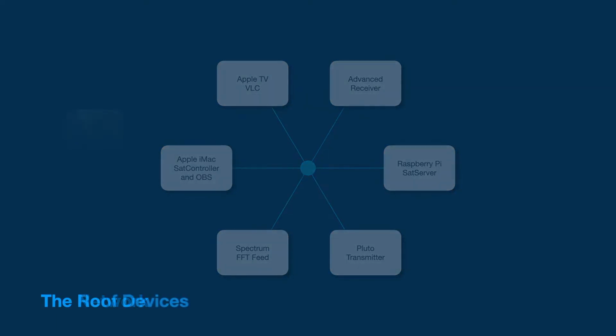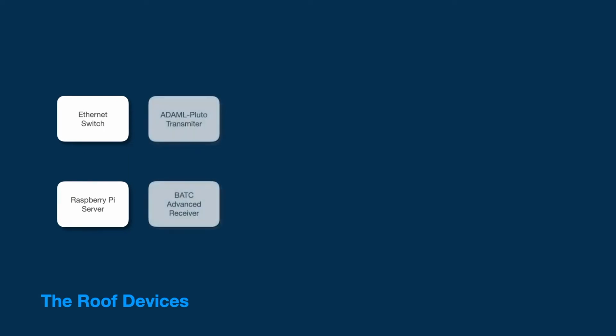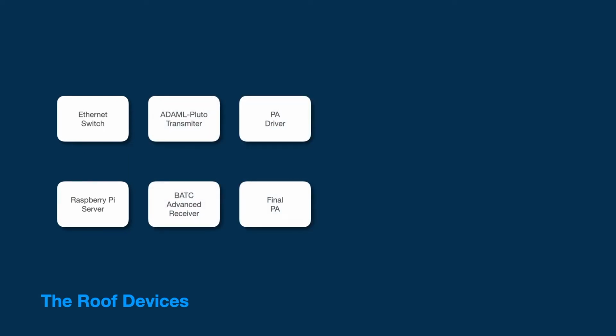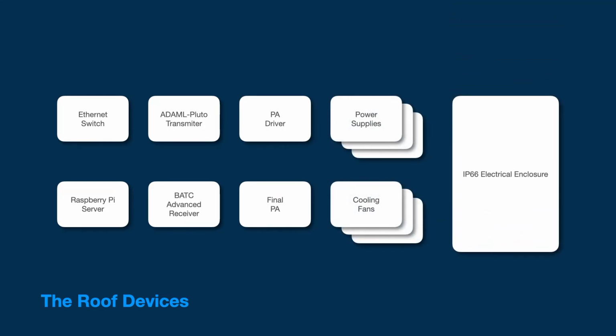So we finish up with the switch, server, transmitter, receiver, possible PA driver, final PA, power supplies, cooling fans, and all this has to fit into one IP66 electrical enclosure made of steel, which just happens to be highly conductive.